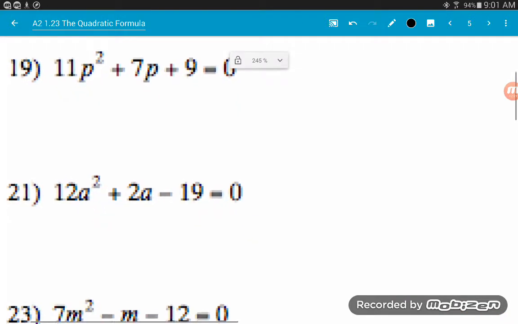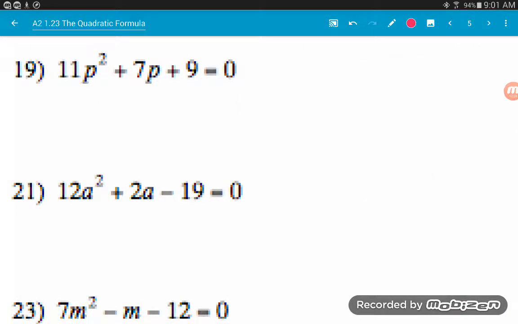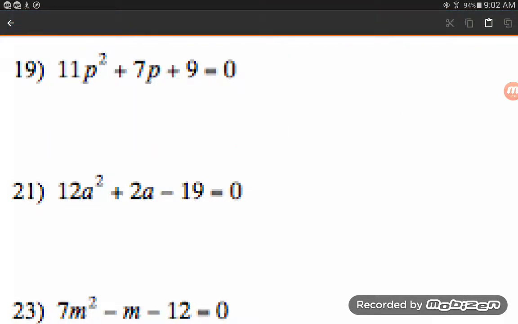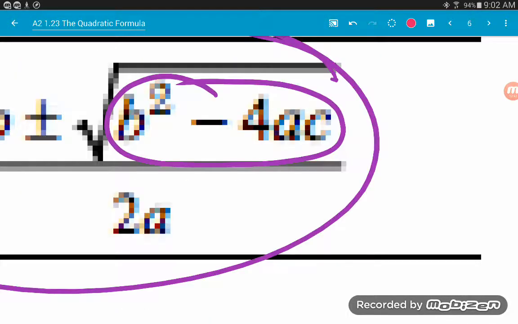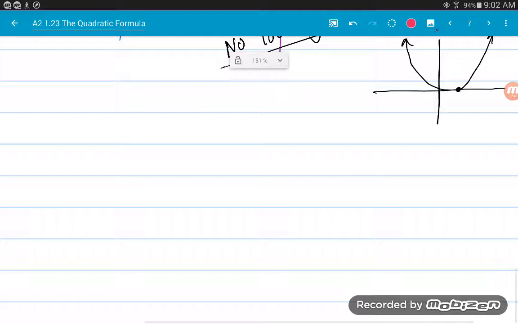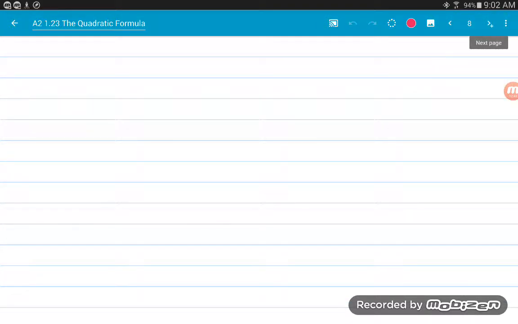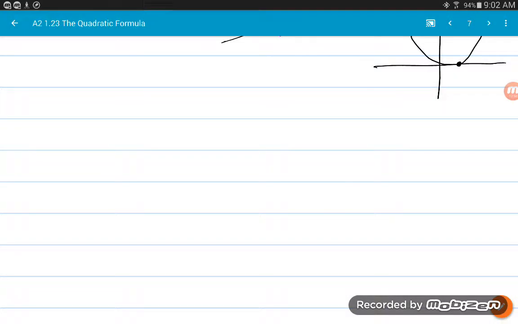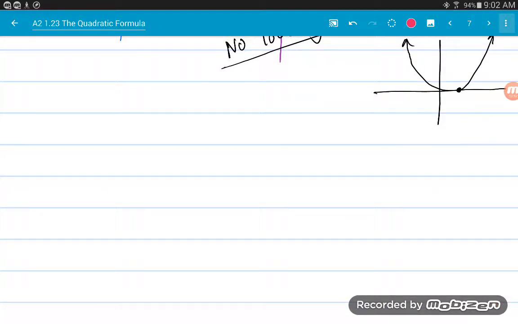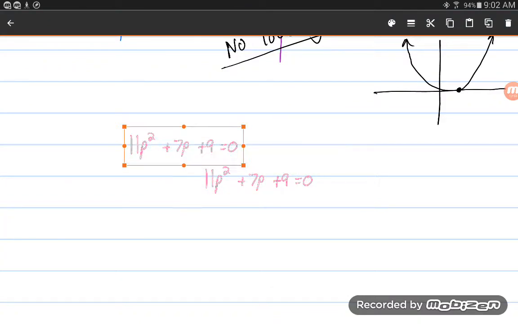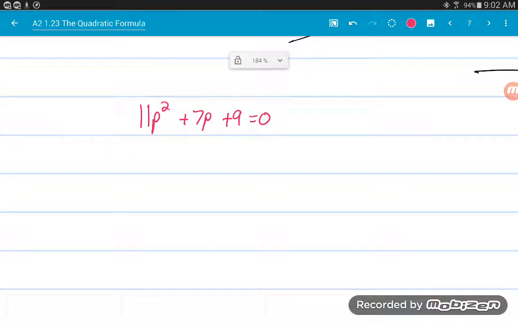If you're particularly good at this, you might not need to use loose leaf, but I always prefer to have the extra room. So if I'm talking about 11p squared plus 7p plus 9 is equal to 0, the good thing about this is that it's already in standard form. I don't need to go moving terms around. If you noticed that already, then good for you. So number 11.